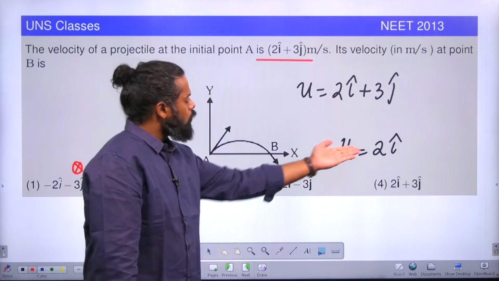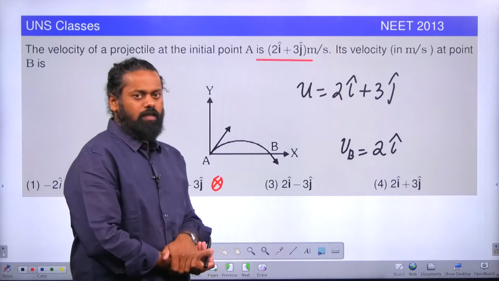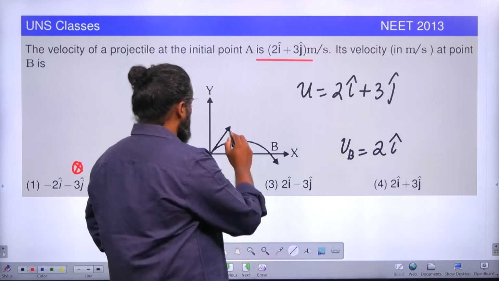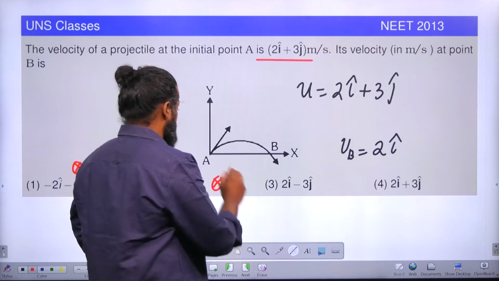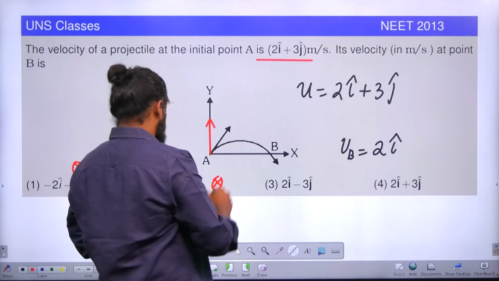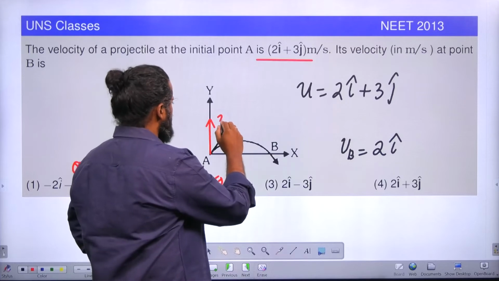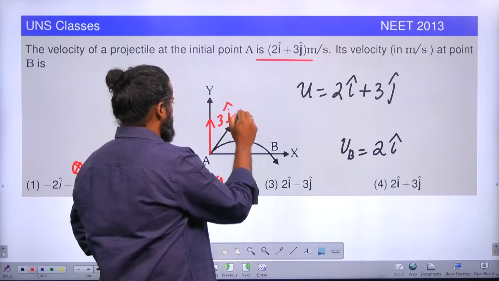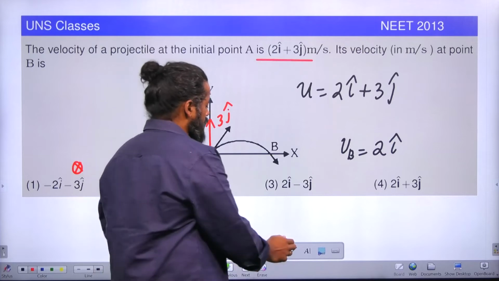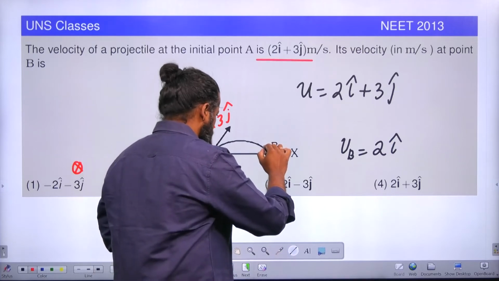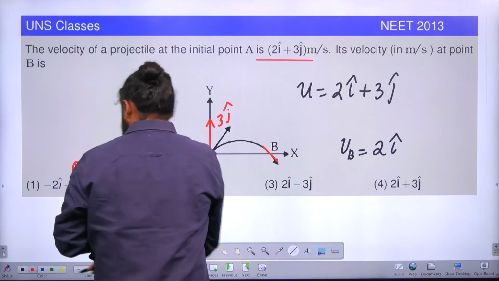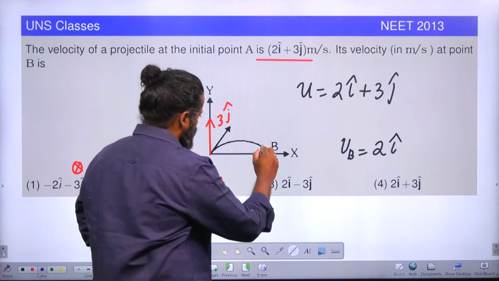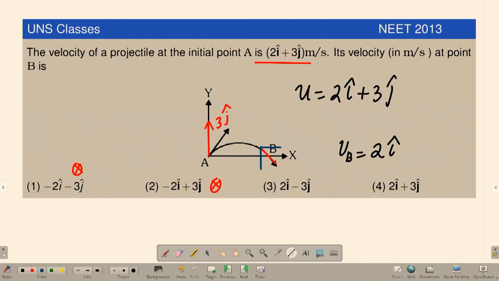See, 2i. Then what happened to the velocity? While moving upward, the y component of velocity is in the upward direction. So in this case, we have 3j in the upward direction, 3j in the upward direction. Now, when it comes back, assume that we are splitting the net velocity into components. So we can split like this.